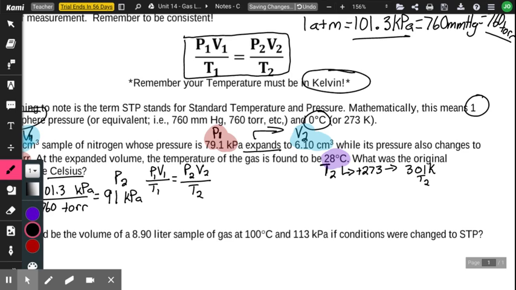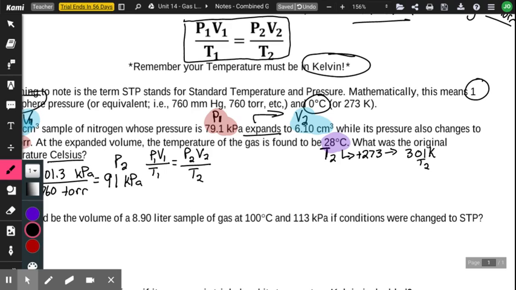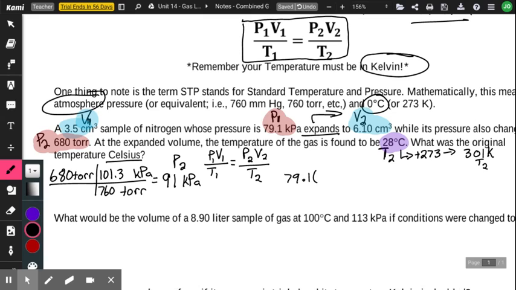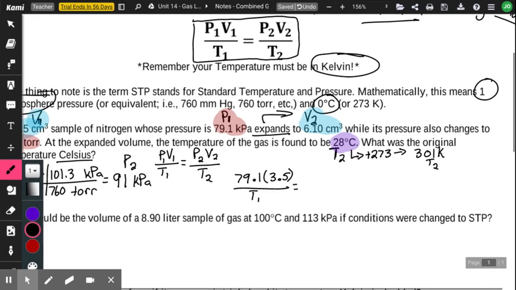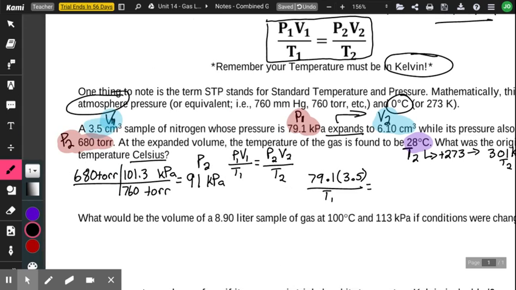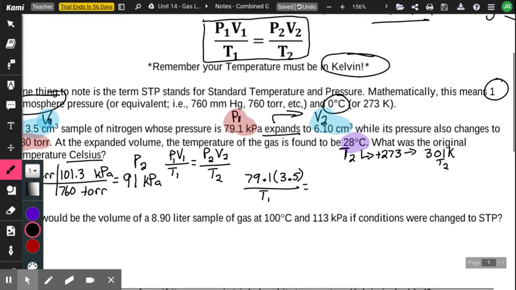Now I need to plug in my numbers. So I had 79.1 as my P1 times V1. V1 was 3.5, divided by T1. Well, T1 is what I was solving for, so I'm going to put T1. And that's going to equal P2. My pressure 2 was 680 torr, but remember we converted that into 91 kPa, times my volume 2. My volume 2 was 6.10, divided by my temperature 2.